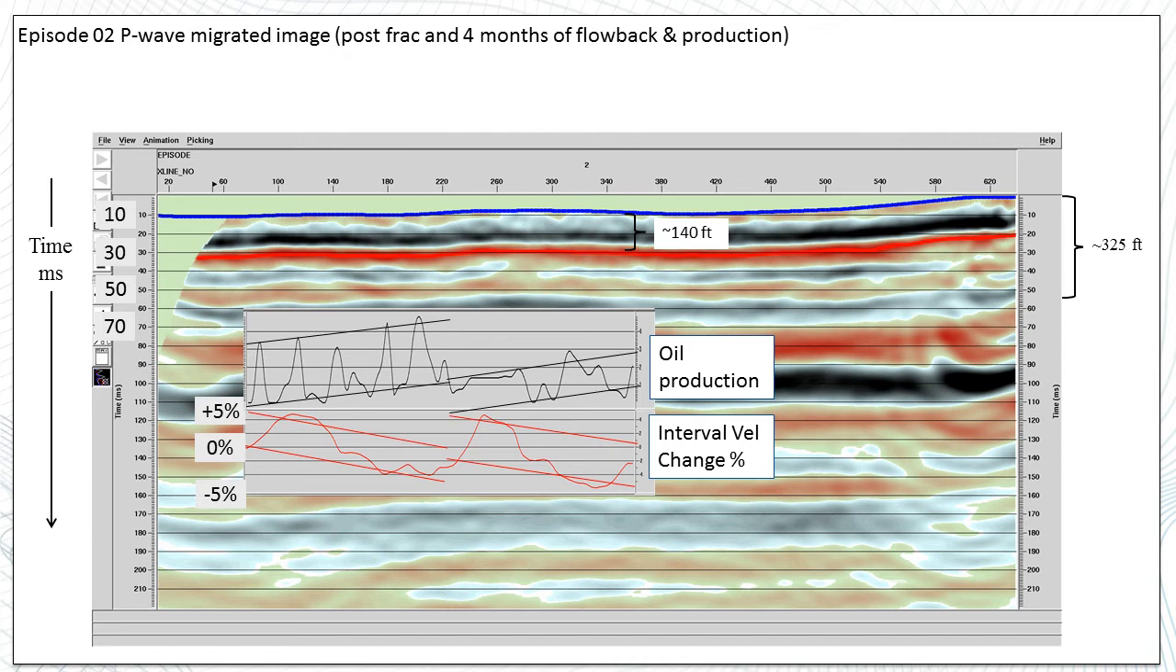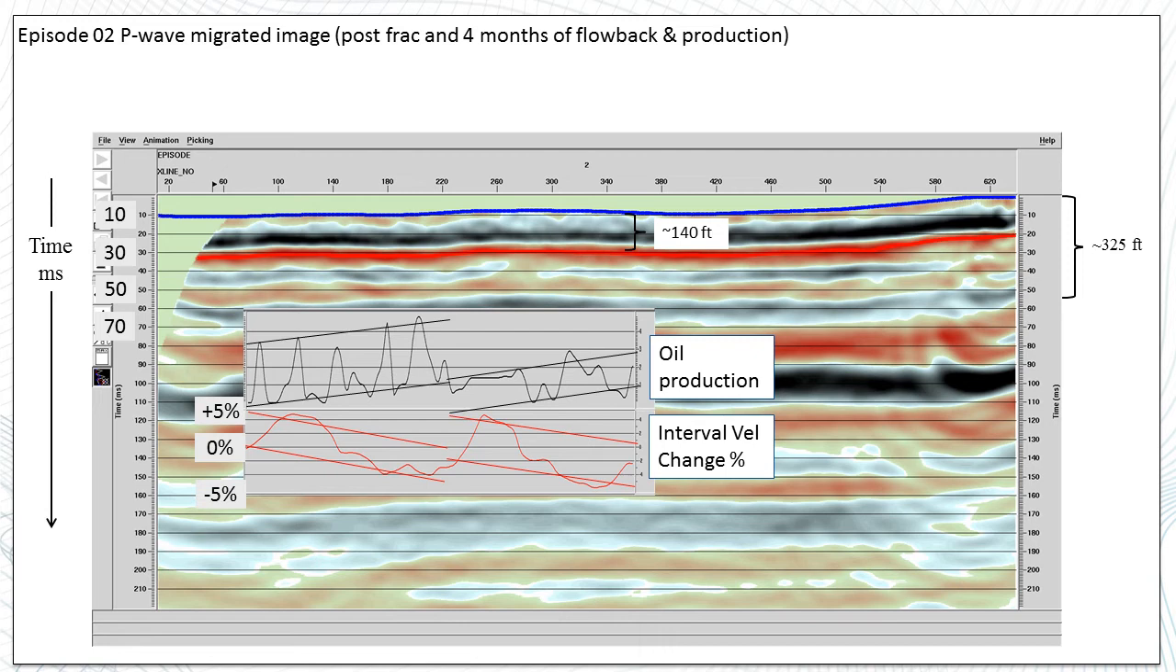So it's very interesting that we see an increase in production with a decrease in compressional wave velocity in two separate trends. We see increasing production and then we see decreasing interval velocity.